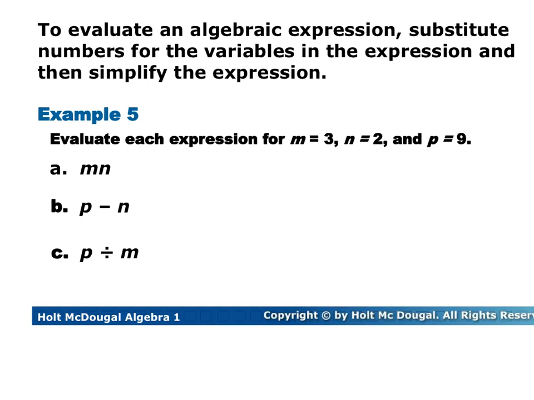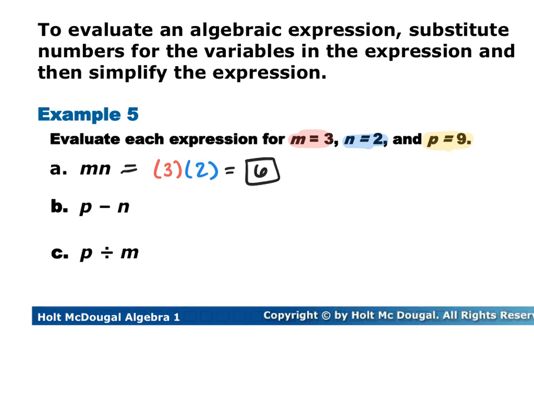So for letter A, I'm going to give each one of these a color. We'll say M is red, N is blue, and we will say P is yellow. Looking at this, they tell us that A is MN. So that is M times N. Well, what that means is we need to plug in our numbers. We know M is really 3, and we know that N is really 2. If we were to solve that mathematically, 3 times 2 is 6.